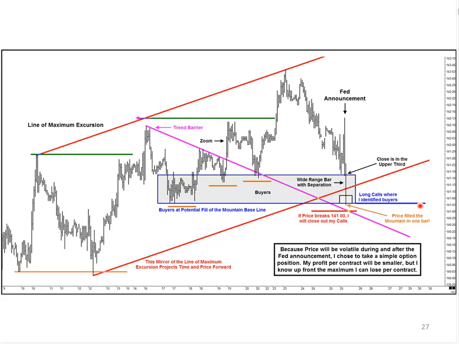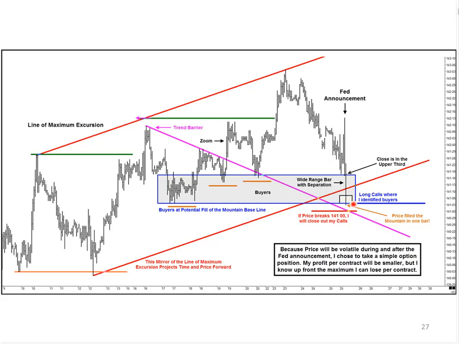I've got an order just sitting there. Let me buy it here, darling. I get filled in my calls, no fuss, no muss, and look at the close. It's all the way back up here. So that tells me the buyers that were here are still here.